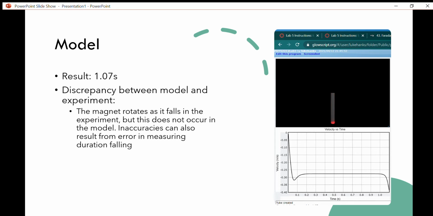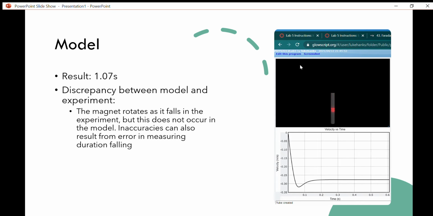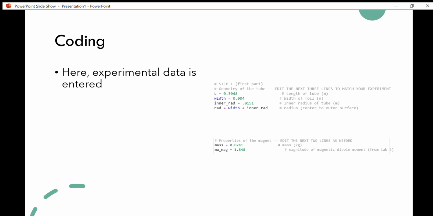So for any discrepancies between the model and the experiment, I came up with 2 reasons. I noticed that the magnet rotates as it falls in the tube while I did the experiment, which could potentially affect the orientation of the magnetic field, which might make it fall slower. And then there are also some inaccuracies that can result from measuring the duration through video, just because of the limitations of that technology.